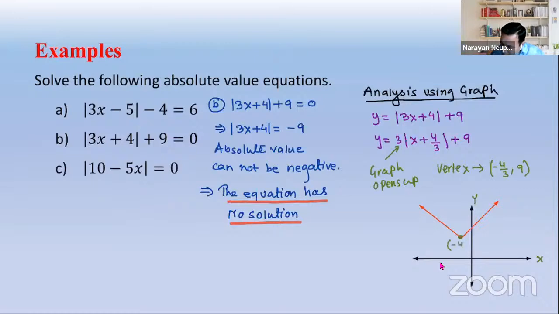This is negative 4, 3, 9. So the graph is not crossing the x-axis. If it crosses the x-axis, then you'll have the solution. But this graph is not crossing the x-axis, so the equation has no solution. So always remember, your graph will tell you details about the roots of the equation. X-intercepts are the roots.